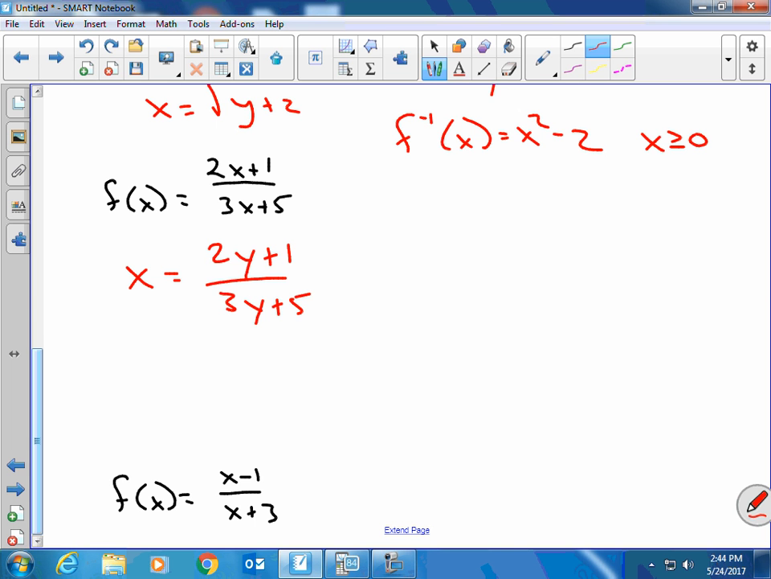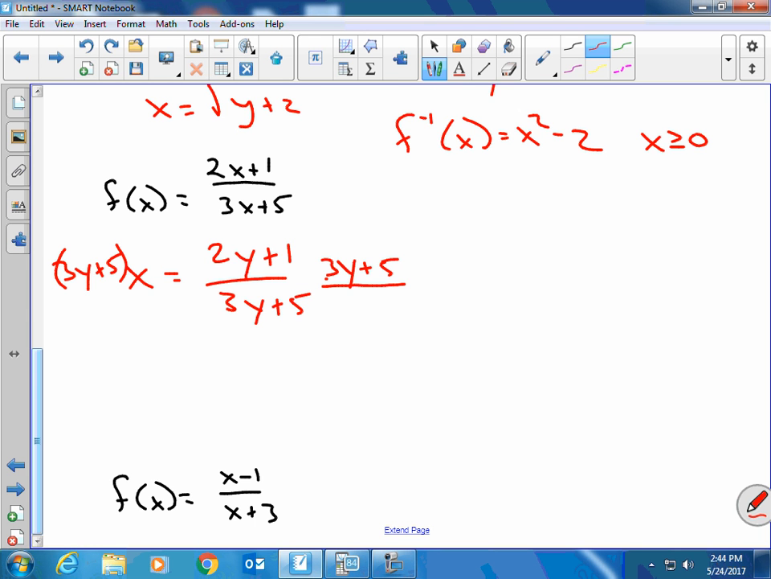All right. I have two y values. I need to get rid of the fraction, and I somehow need to get the y's all by themselves on one side of the equation. Well, I'm going to multiply both sides by the denominator. Why would I do that?